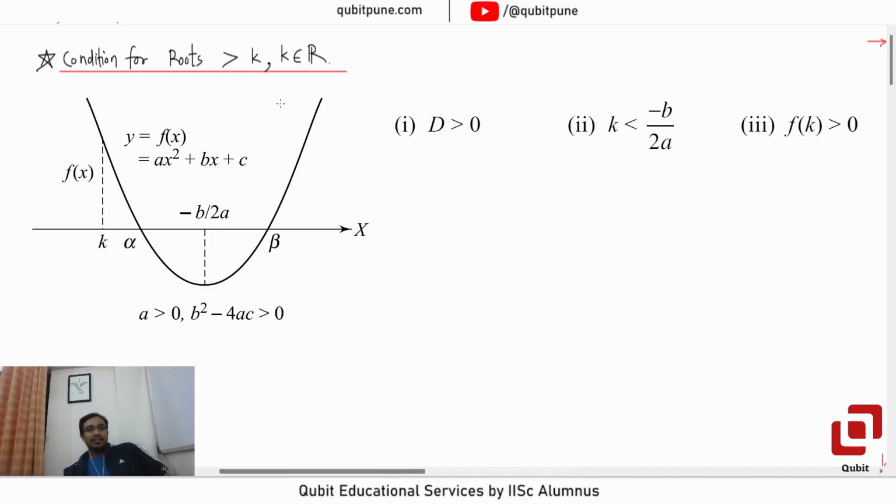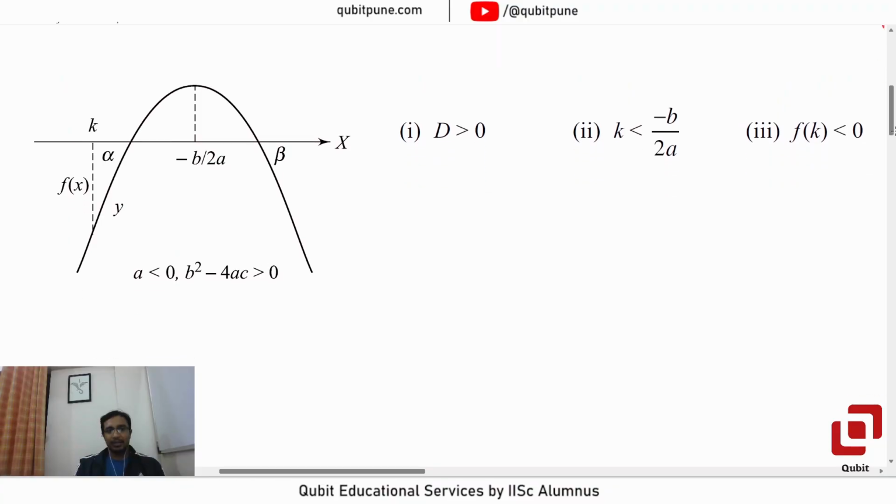Now, let us try to interpret this geometrically. Suppose we are given a condition for the roots of the quadratic equation that these roots should always be greater than a given real number k. Now we will be discussing two possibilities.